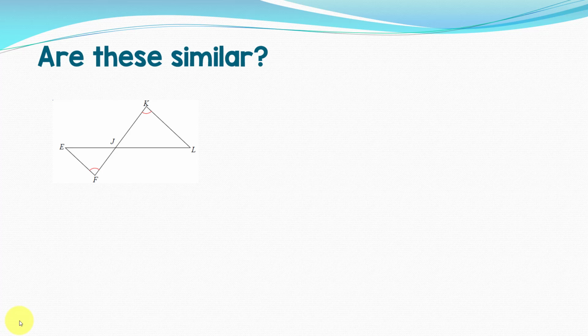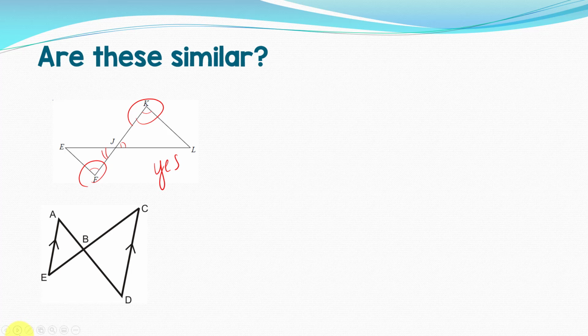All right, here we have vertical angles here and another angle that's marked. So this is a yes. All right, we got parallel lines. So we got vertical angles there. Parallel lines is going to give us alternate interior angles. And so this is a yes.